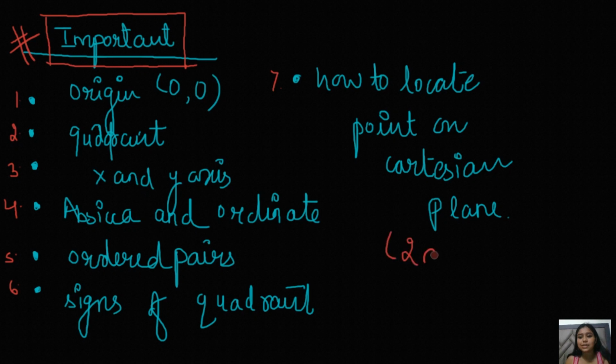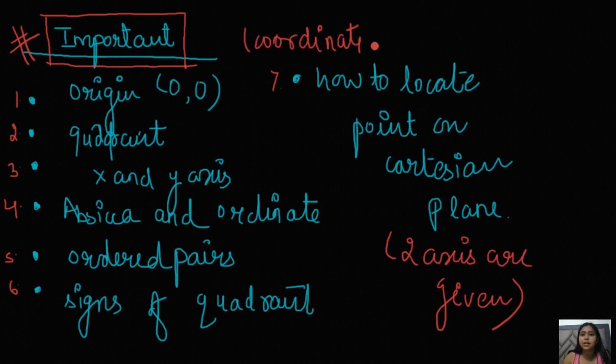Okay, and in the case of the number line only one is given. This is very important for this chapter. Just download my PDF notes and you will get this list and you will get to know that these are very much important.